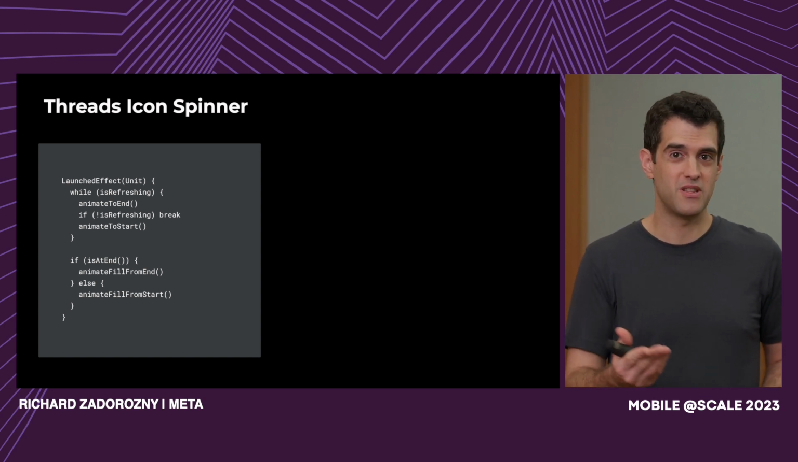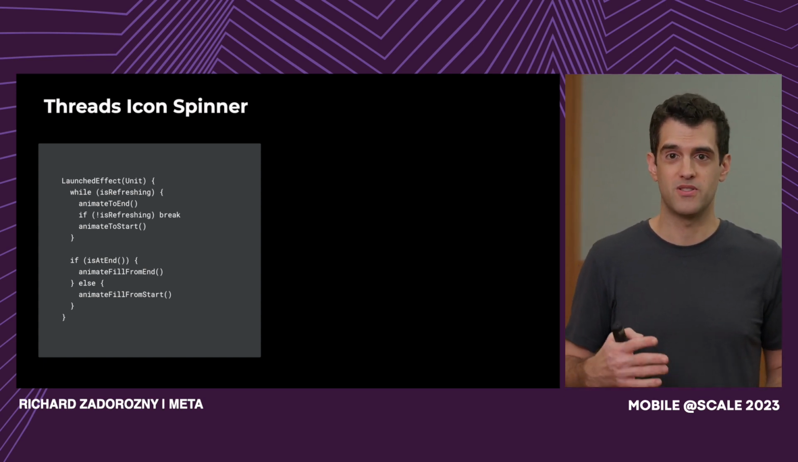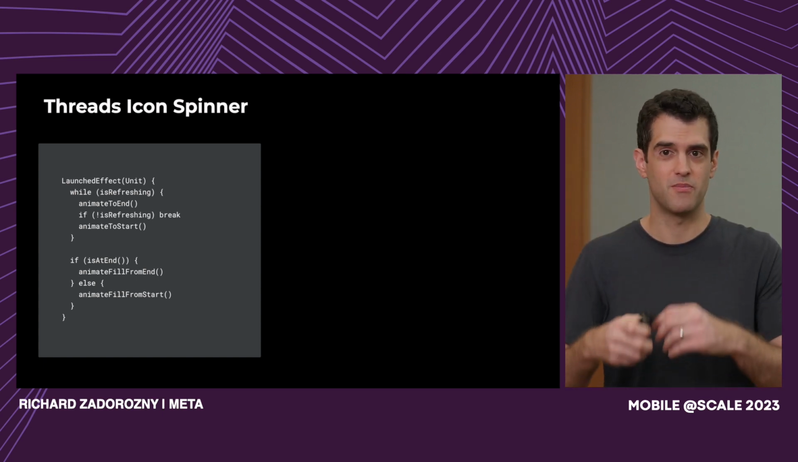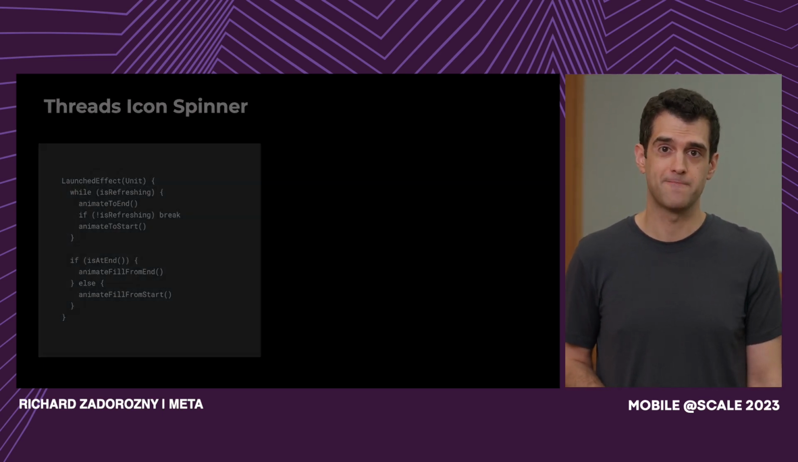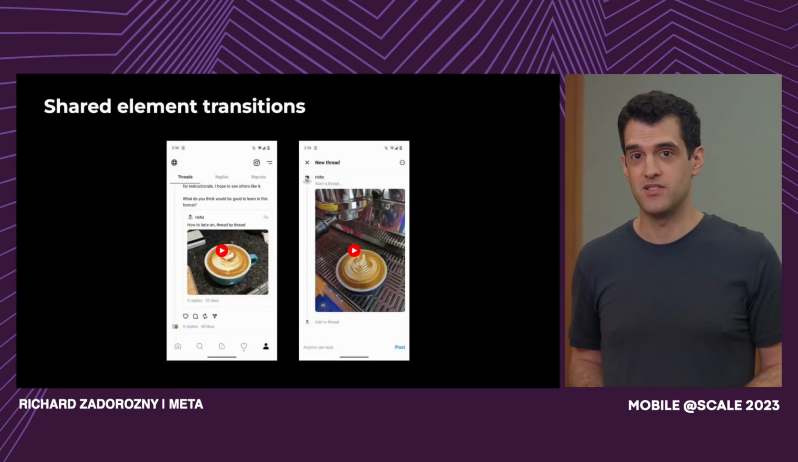And I just find this really easy to read and follow compared to what we might have done before, which was the listener approach where you're just kind of jumping between the functions, but it's just harder to find what the sequence actually is. So that was really nice. Another example is shared element transitions.